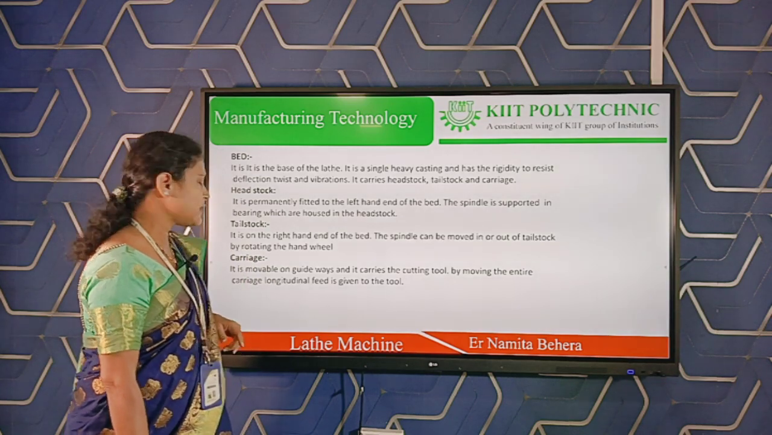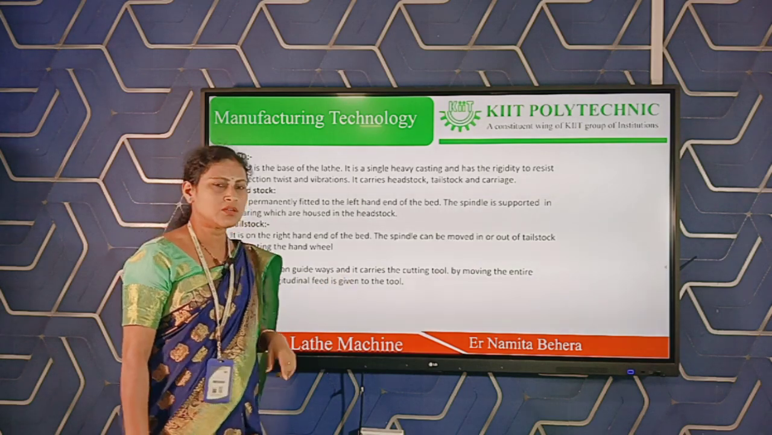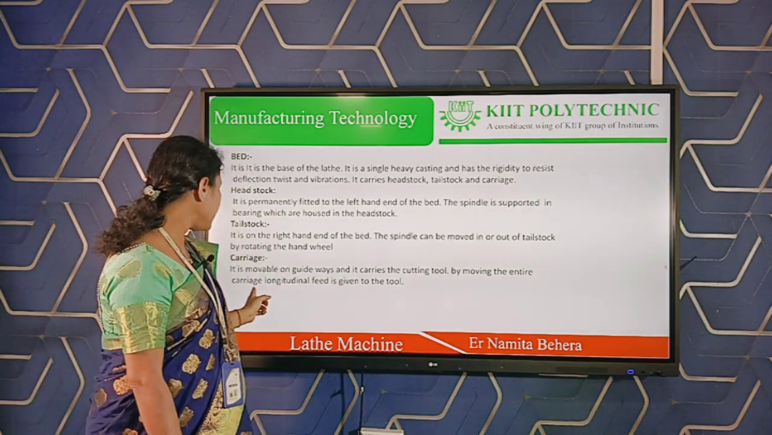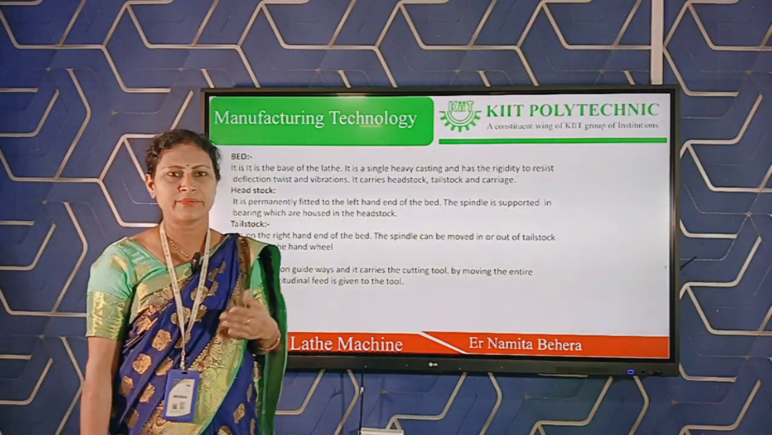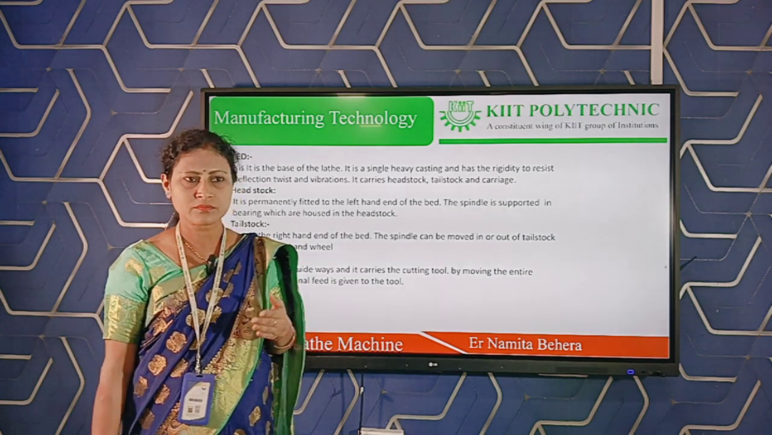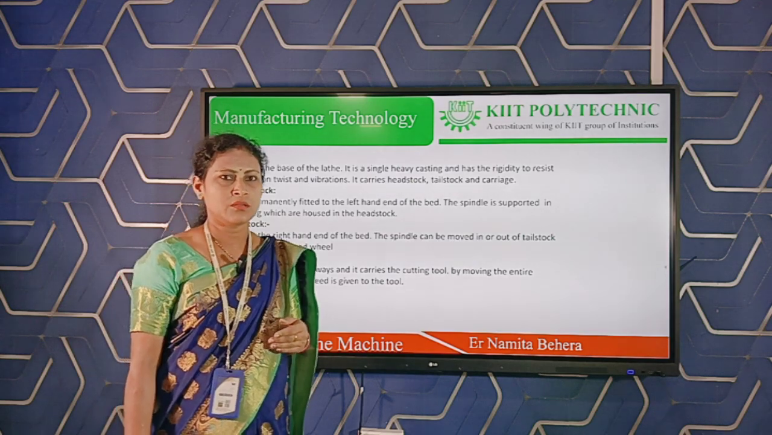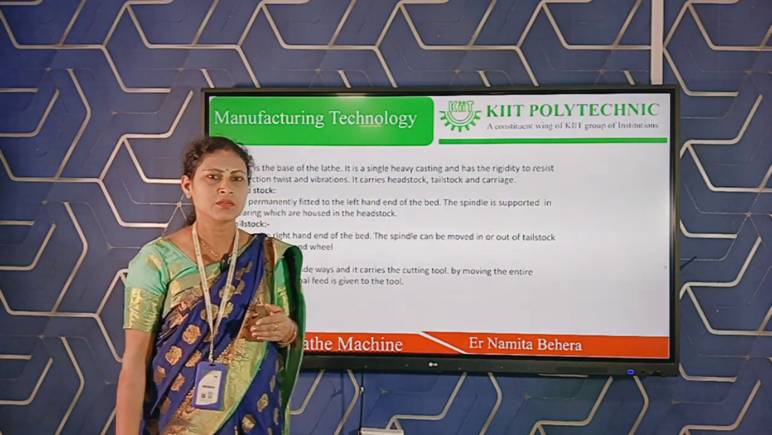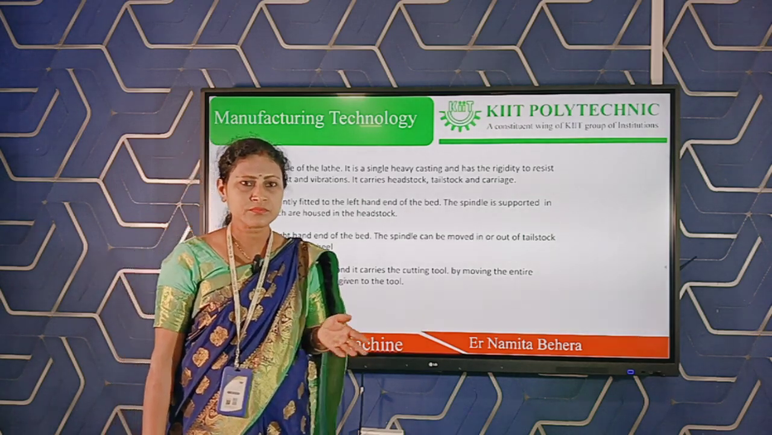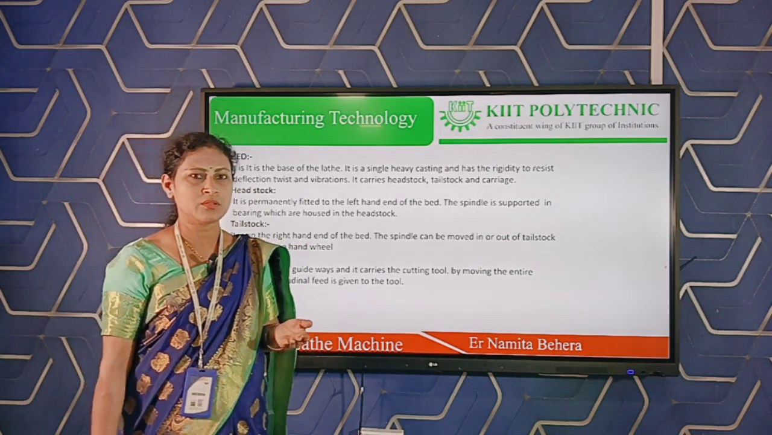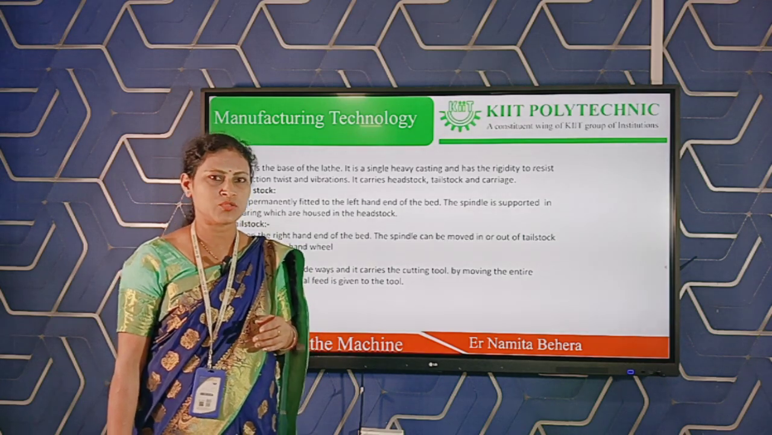Then carriage. Carriage is movable on guideways and it carries the cutting tools. By moving the entire carriage longitudinally, feed is given to the tool. It consists of various parts like saddle, cross slide, compound rest, tool post, and apron. First, saddle. Saddle is that part of the carriage which slides on the bed ways, and it supports the cross slide, compound rest, and tool post.